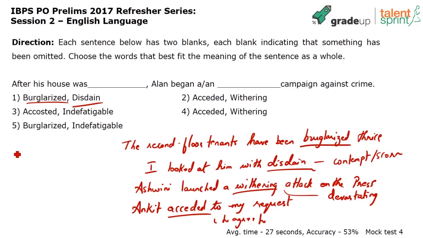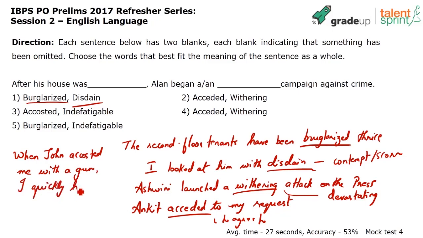Accosted. So if I said, sorry John, I'm taking your name. When John accosted me with a gun, I quickly handed over my purse. What do you think is the meaning of accosted here? Accost means tokna in English. Okay, Mohit says that. When John accosted me with a gun, I quickly handed over my purse. Accosted means using aggression, or being insistent. He's probably demanding, pointing the gun at my head or something and asking me to give him the purse, right?